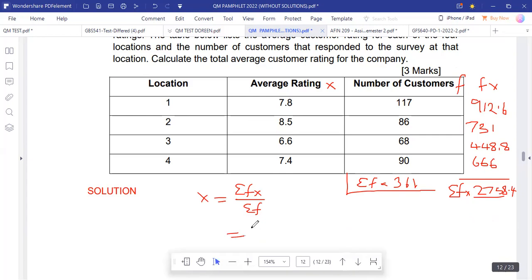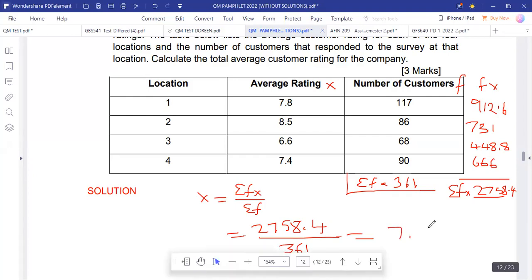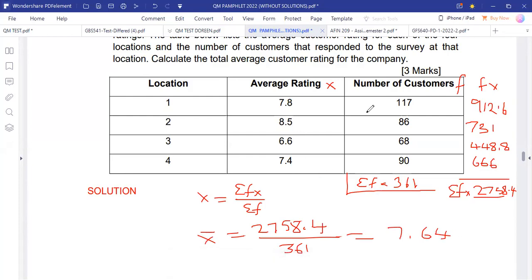So how do we get the mean? 2758.4 divided by 361. What do we get? 7.64. So that is what we call our mean or the average. We find it by that. So 3 marks.